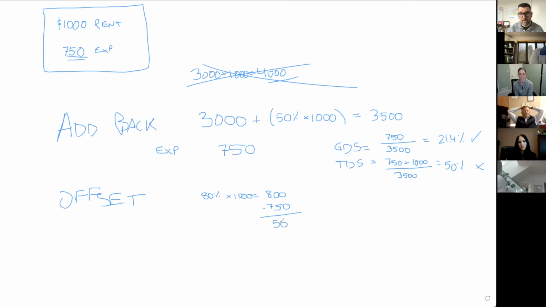We end up with a net figure of $50 per month. So now what we're going to do is say this $50, because it's a positive figure, is going to be added to the total monthly income that's coming in. Before it was 3,000. Now it's 3,000 plus 50. And that's the total income. So our total income is now 3,050.